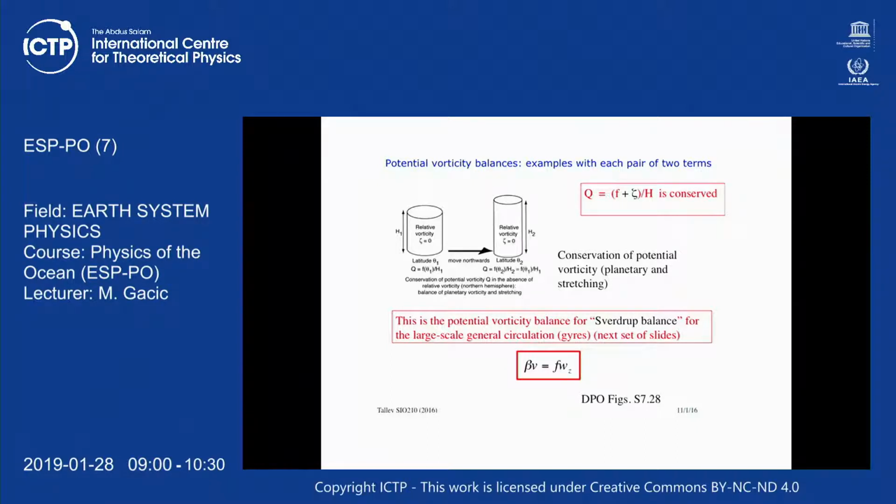This is the potential vorticity balance for a Sverdrup balance for a large-scale general circulation ocean, which is this thing here: beta v is equal to f w_z. Beta is the north-south change of f. So beta is df/dy. This is the first approximation for the north-south changes of f.